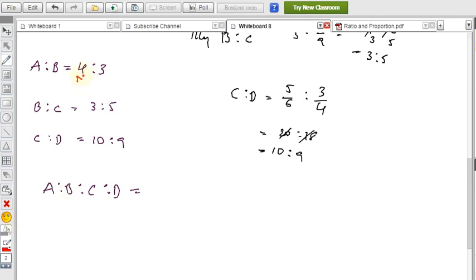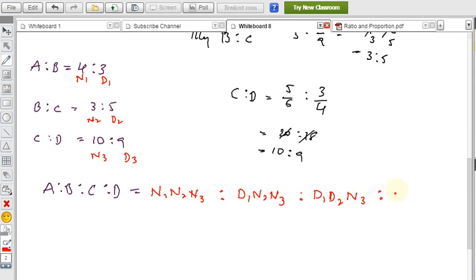N1 over D1, N2 over D2, N3 over D3. So we need 4 terms in the ratio A, B, C, D. The formula I am writing: N1, N2, N3. Then D1, then N2, N3. Now D1, D2 two times, then N3. Then the last one is only D1, D2, D3.